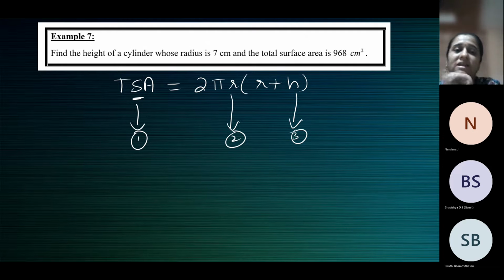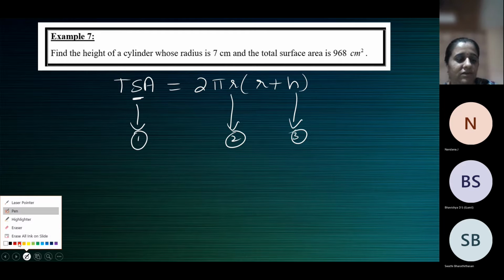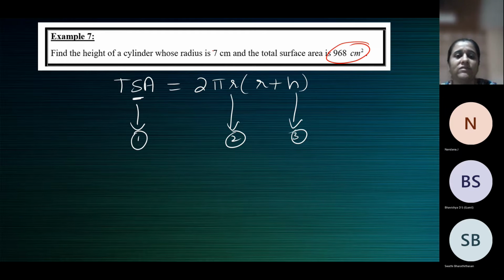Supposing some formula has 10 unknowns. When you know the values of 9 unknowns, you can find the 10th one. This formula has 3 unknowns, TSA, R and H. And you're given in the question the TSA and the radius. So you know the TSA, you know the radius, and we have to find the height. That's so easy. Of the three quantities, we know two of them, so you can easily find the third one. Do you understand?